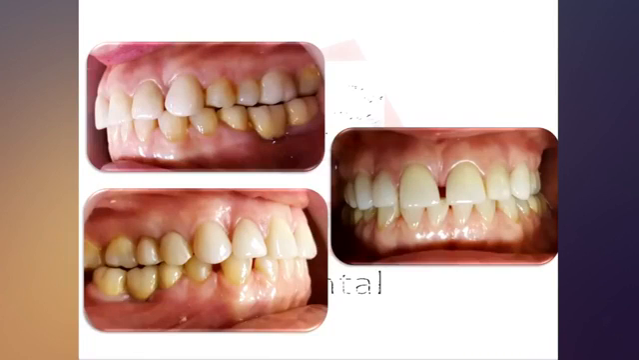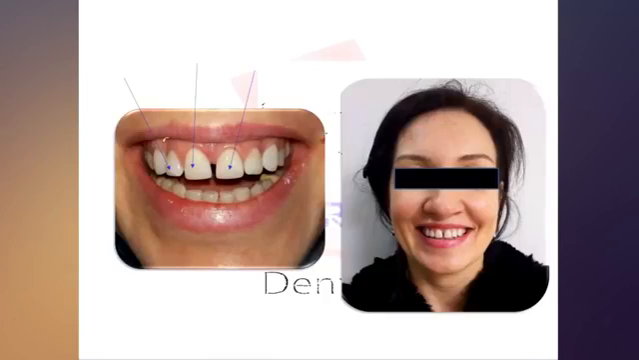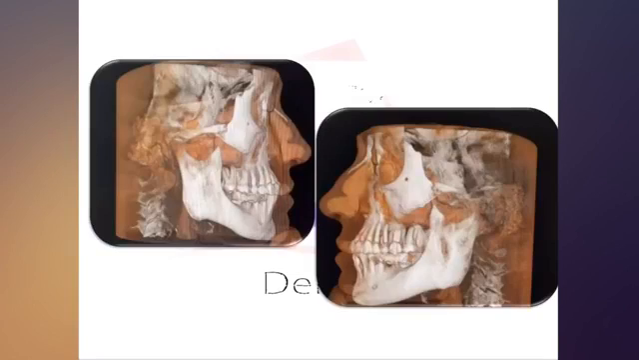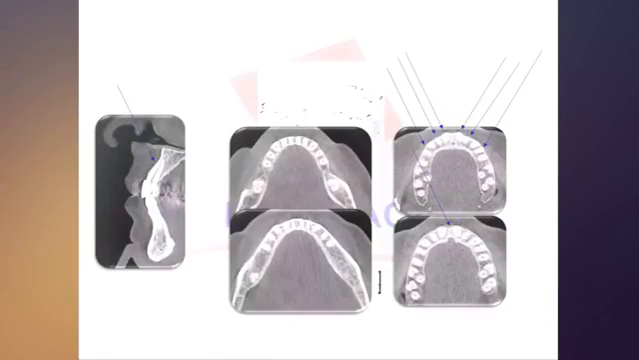So this is the prior situation, which the patient wanted to change. This is the CBCT. As you can see, there is very little bone, so we don't have to just save the implants, we also have to save the teeth.